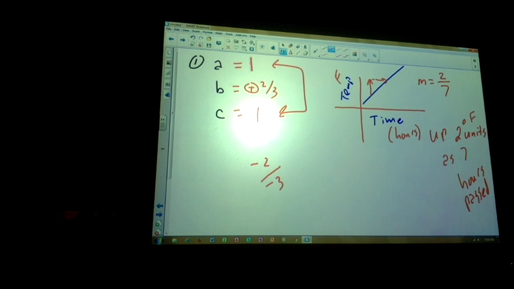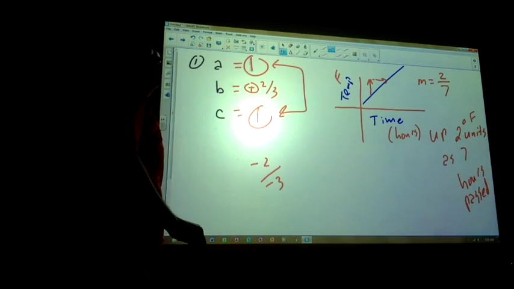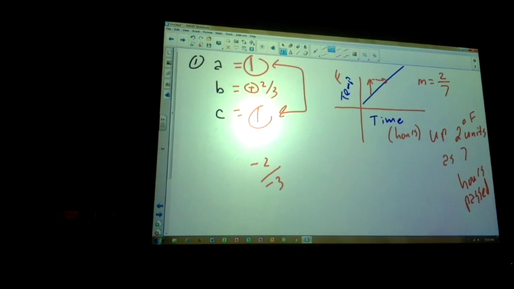Okay, cool. So these are parallel because they have the same slope. 2 over 3 is close to 1, but it's not the same. That's Wyatt, that's for you. Corey, that's for you.